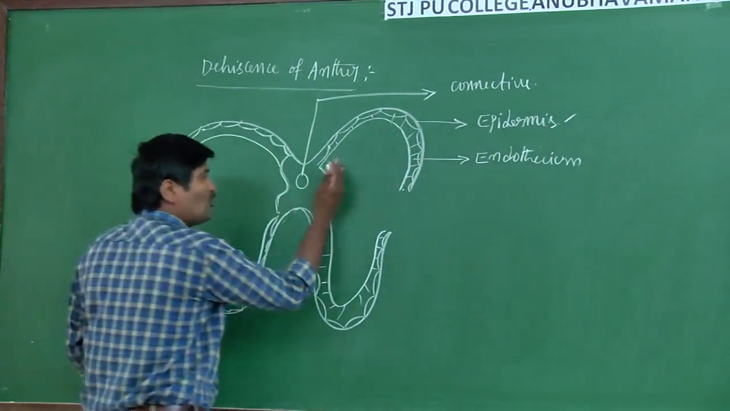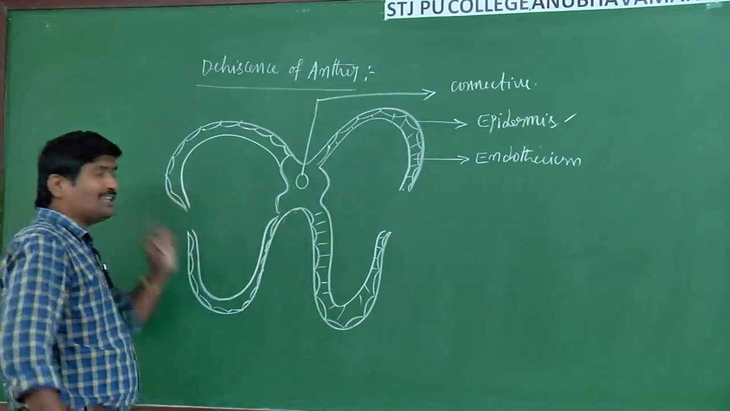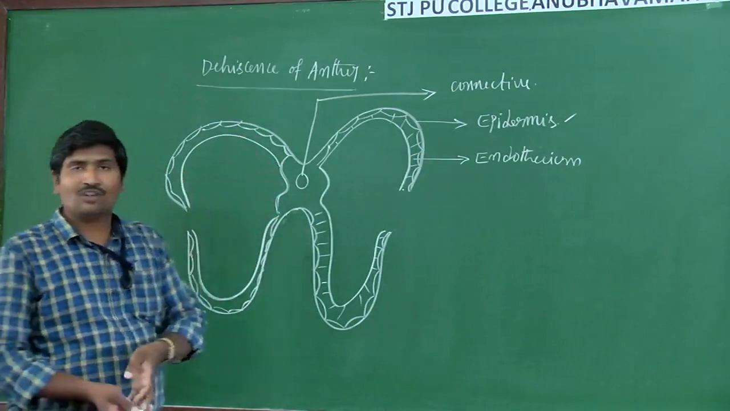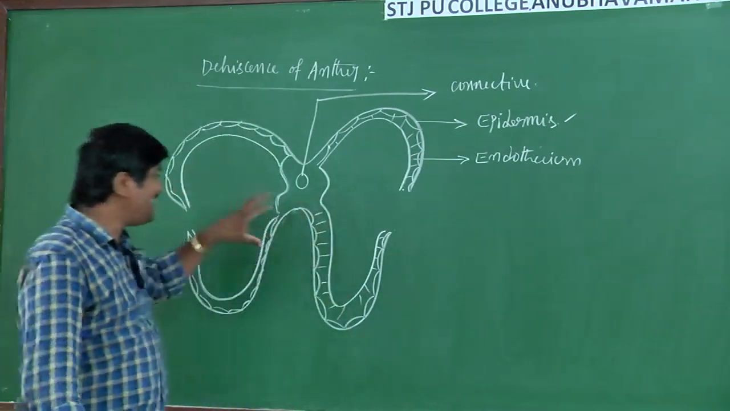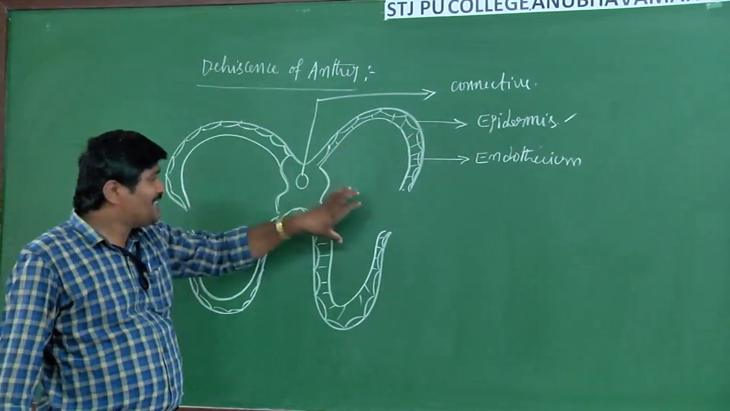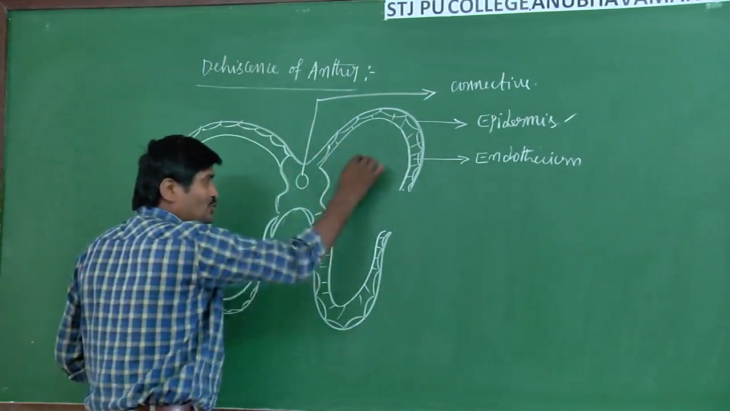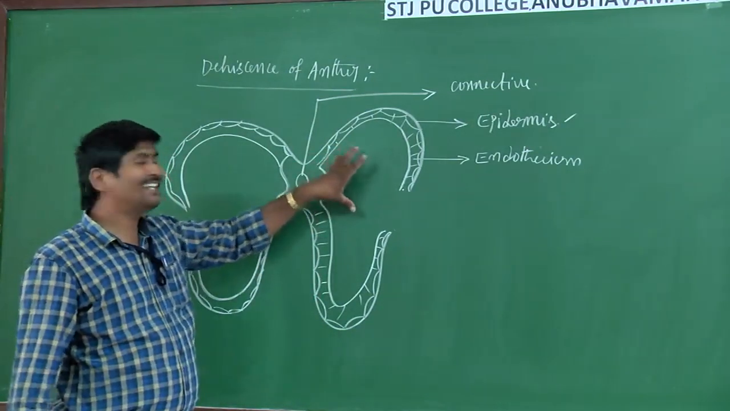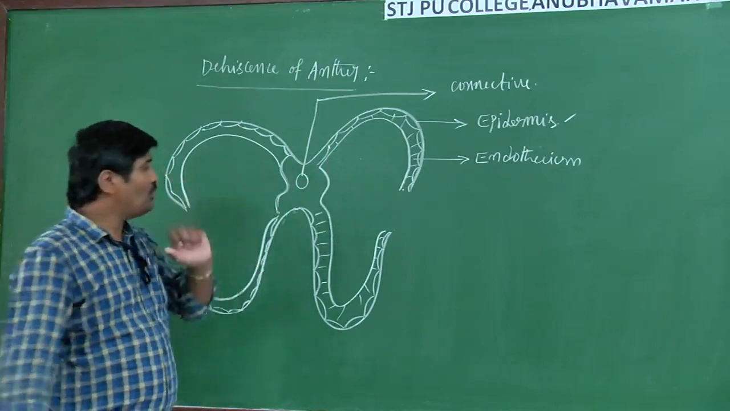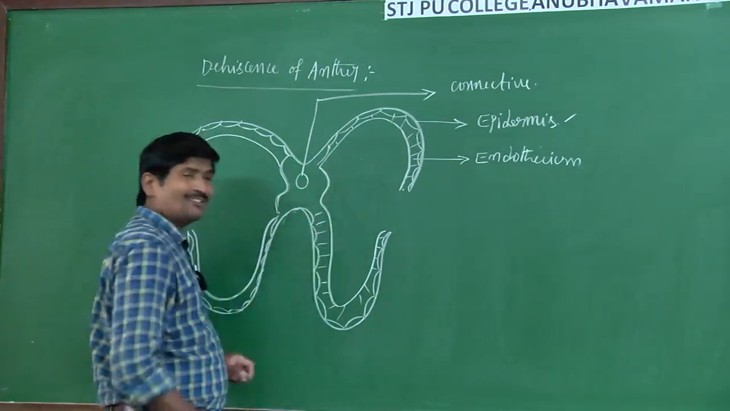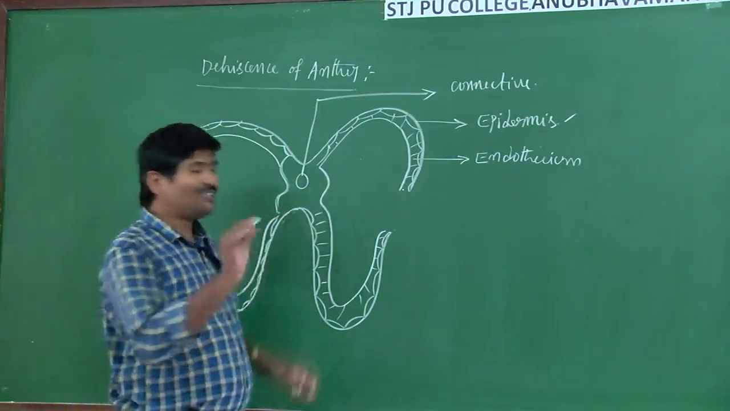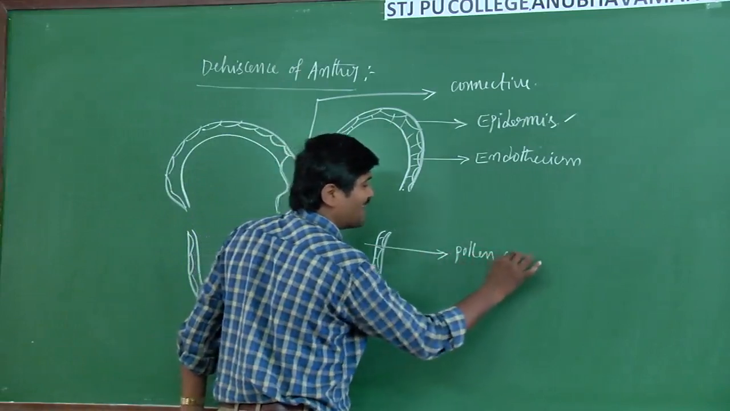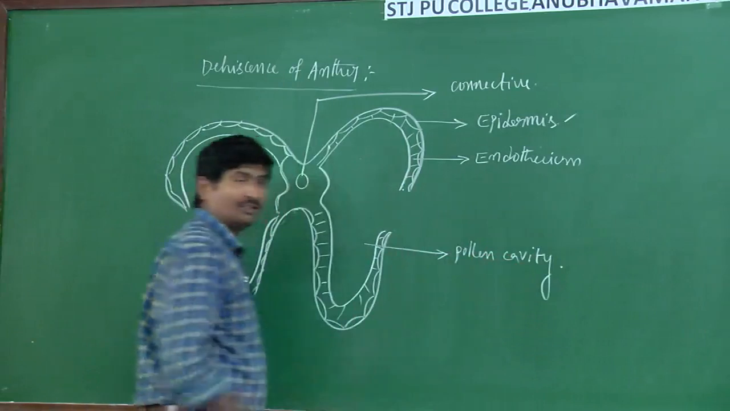Next, this is one anther lobe. This is another anther lobe. In the immature anther, as you already know, each anther lobe consists of two pollen sacs. But here, see, the sterile tissue between the two pollen sacs is completely disintegrated in each anther lobe. So the two pollen sacs fuse together and form a single cavity. This is known as the pollen cavity.